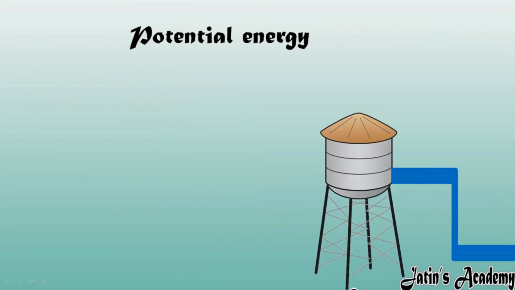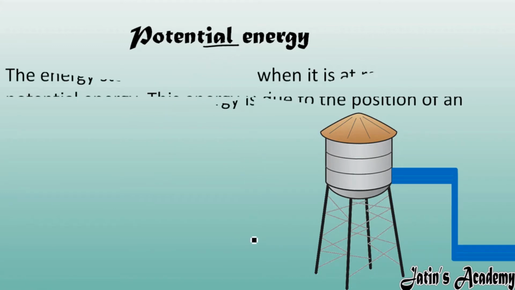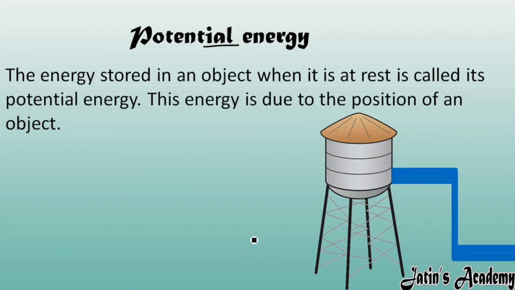Okay. So first we have potential energy. What do you mean by potential energy? See the definition carefully first. Potential energy means the energy stored in an object when it is at rest, or you can say if any object is at some height. Energy possessed by a body due to virtue of its height or position. Energy possessed by a body due to its height or position is nothing but potential energy.